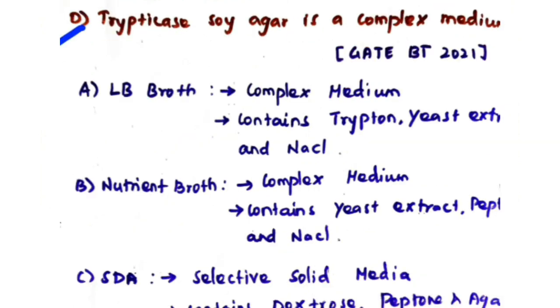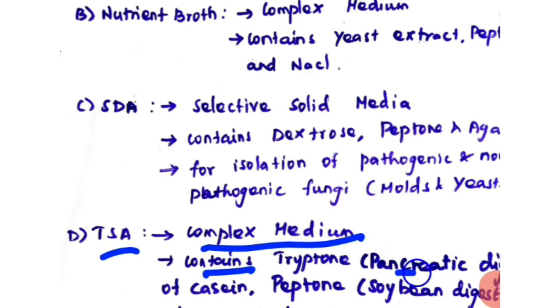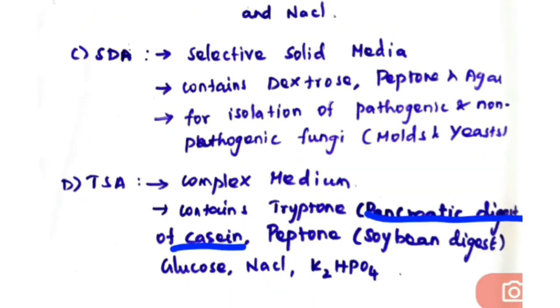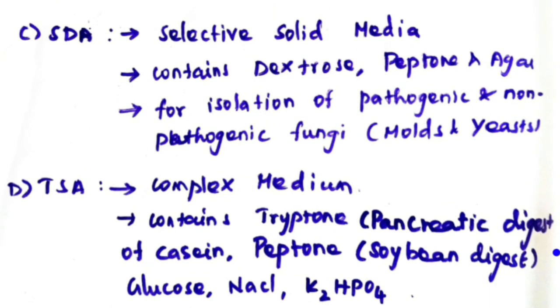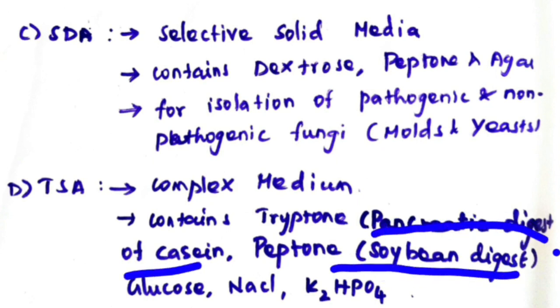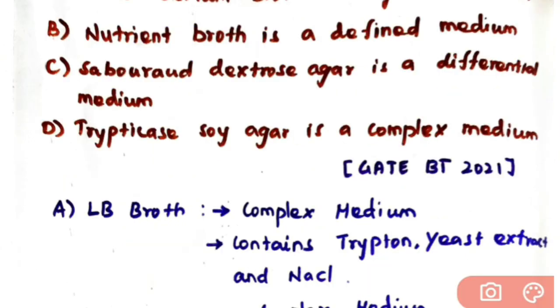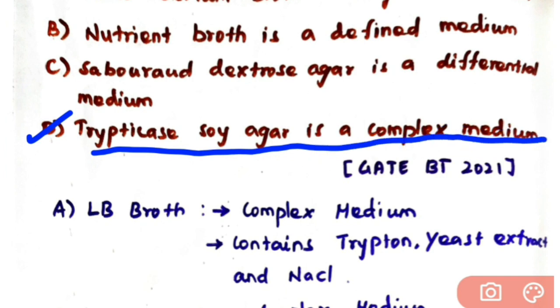The fourth option, trypticase soy agar, is a complex medium. Yes, this option is correct. TSA is a complex medium which contains pancreatic digest of casein, soybean digest, glucose, NaCl and dipotassium phosphate. We can't define the composition of pancreatic digest of casein and soybean digest. So this medium is a complex medium. So the correct option is option 4, trypticase soy agar is a complex medium.